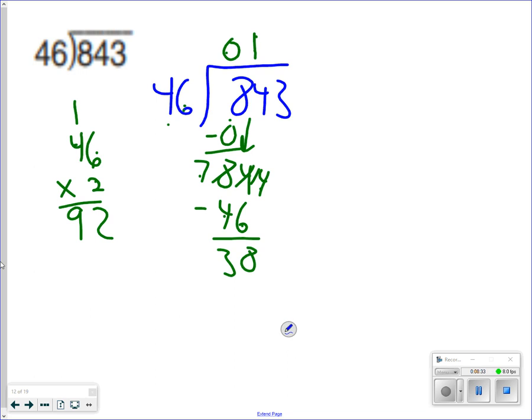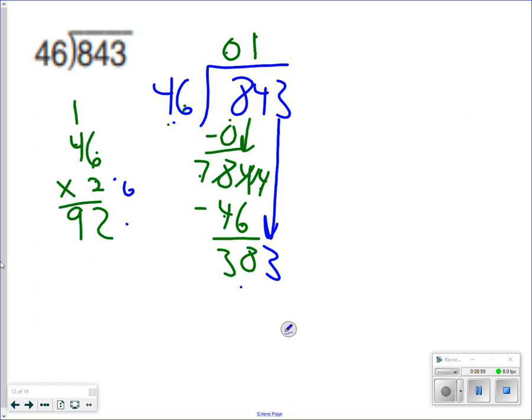Common error here. Kids want to see how many times 46 goes into 38. You can't do that, because you have to bring the number down. How many 46s go into 383? Well, I know 46 times 2 is 92. We're going to have to get higher. We're going to have to at least triple this number. So that means this would have to be a 6. Let's try 46 times 7. Let's see where we get.